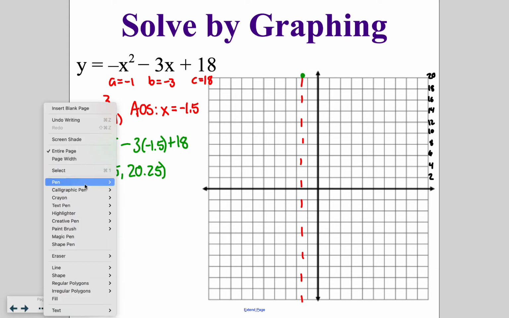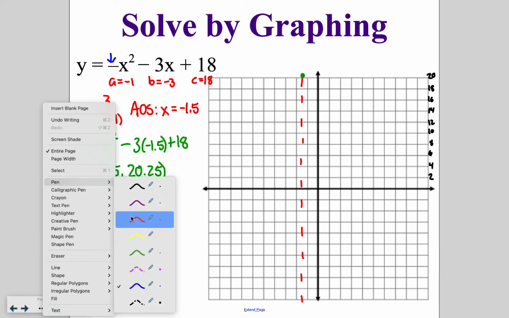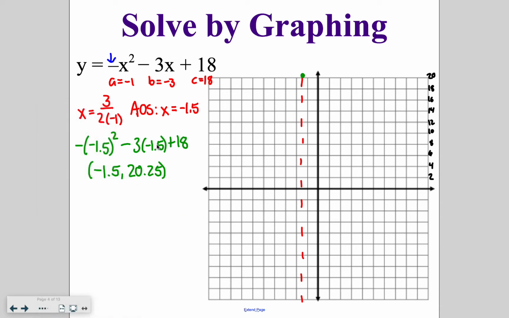Now I need to plug in some numbers, remembering that we are going down. So I'm going to plug in some values and hopefully get some points below my vertex. After -1.5, I could plug in -1. I'm going to go ahead and plug in 0 into this scenario just to give me a little bit more space to work with. So I would go negative, and then in parentheses, 0 squared minus 3 times 0 plus 18. And that is going to give me a point of 0, 18. So I go over 0 and up to 18.